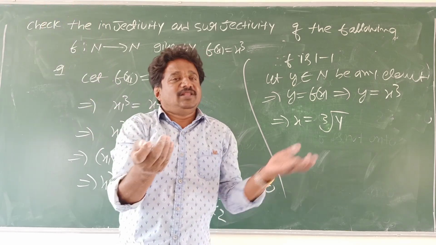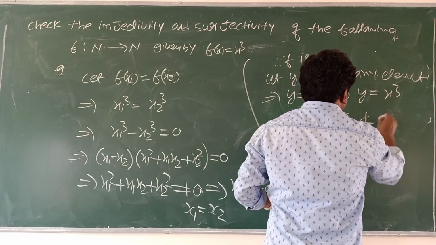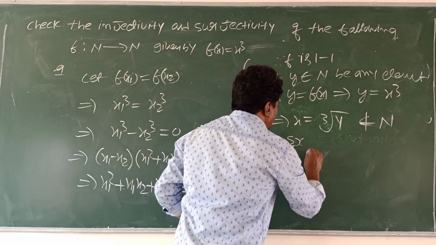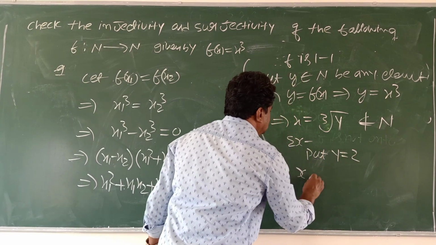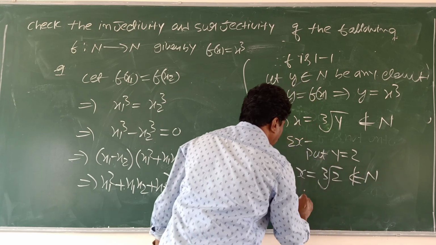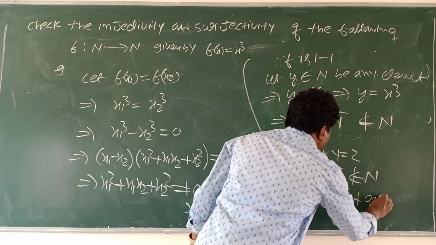Cube root of y does not belong to N. For example, put y equals 2, then x is equal to cube root 2, which does not belong to N. Therefore f is not onto.